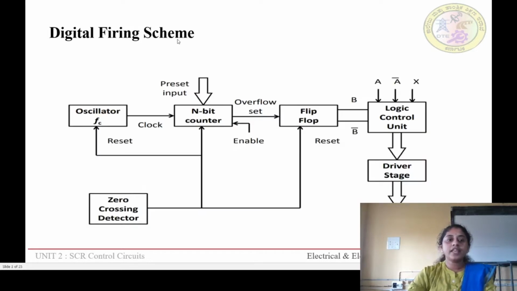The digital firing scheme mainly consists of oscillator. The output of the oscillator is connected to the counter. The counter has a presettable input. The output of the counter is given to the flip-flop. Here there is one more component, that is zero crossing detector. The output of the zero crossing detector is given to the oscillator, and it is also given to the counter and flip-flop. The output of the flip-flop is given to the logic control unit.